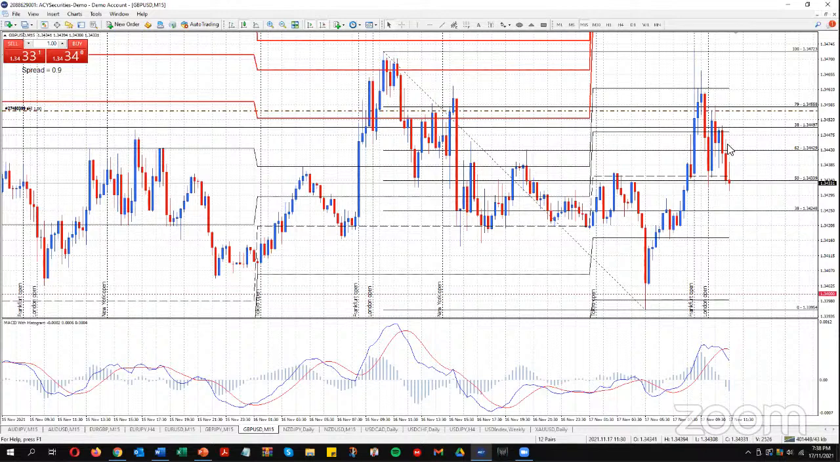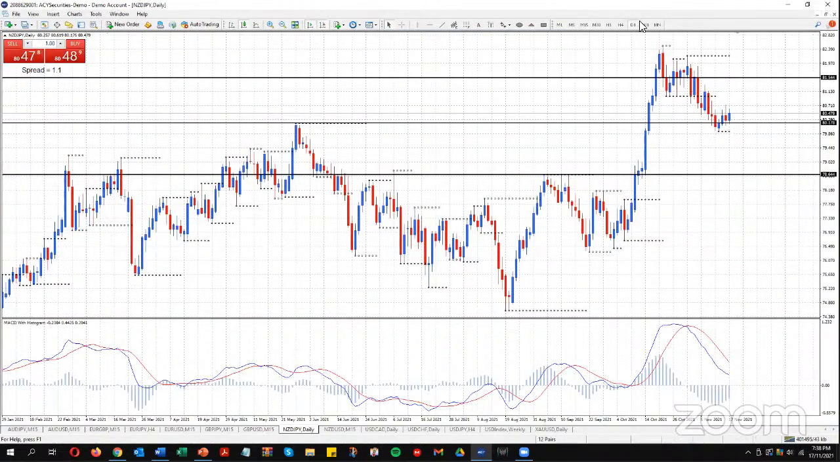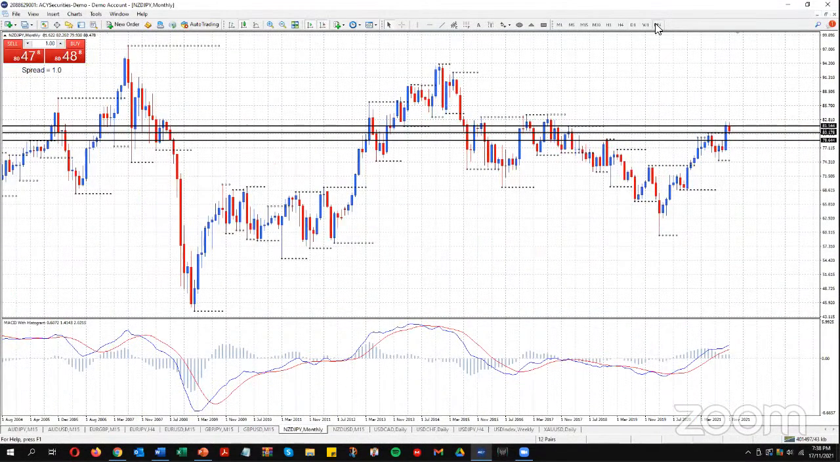Right, pound dollar, it's still wanting to move down the range. It's a bit choppy, but it hasn't come back up and tagged my entry. We've covered that pair already. And I'm going to get into the New Zealand yen. I'm going to go to the monthly chart just to show you.